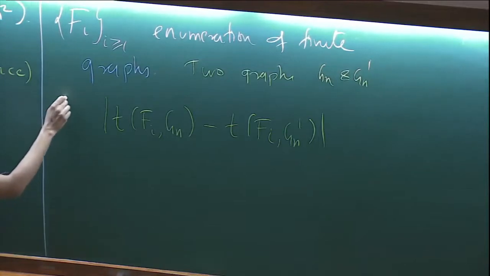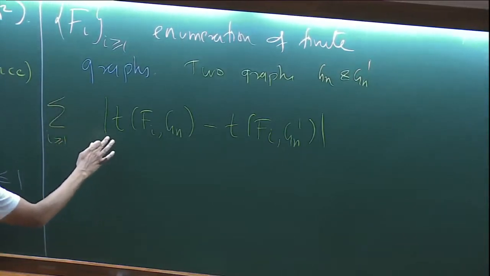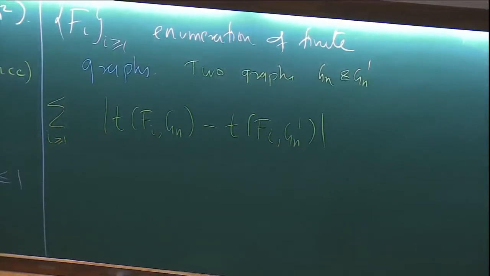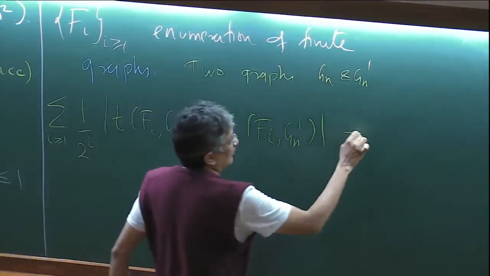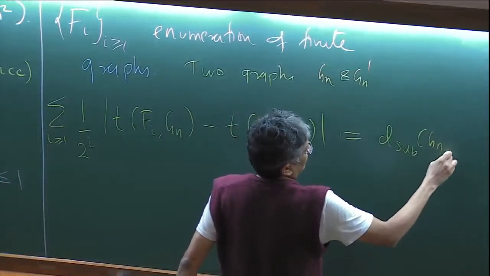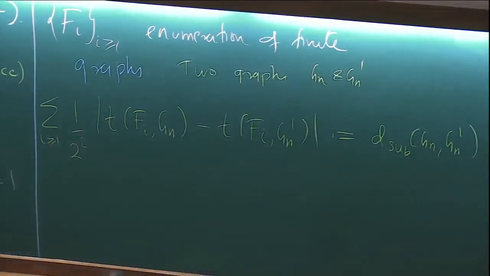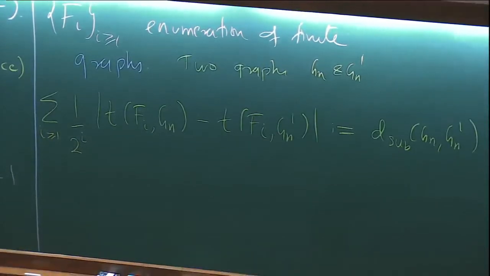Of course, you then want to sum over i. These differences are all less than 1, so the whole sum would be less than 2. So if you want to sum them up, you normalize it by 1 over 2 to the i. And that's what I'll call the subgraph distance between the graphs. Just enumerate, your favorite enumeration.